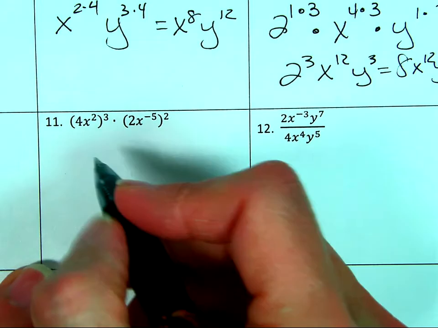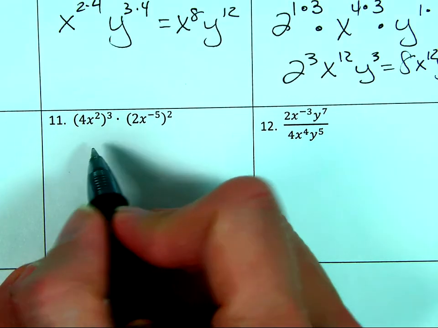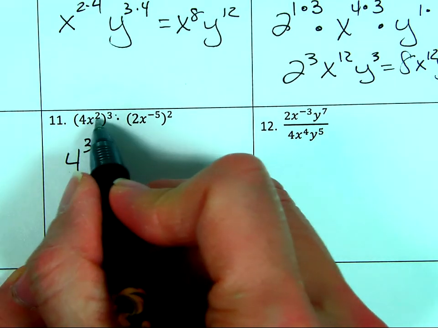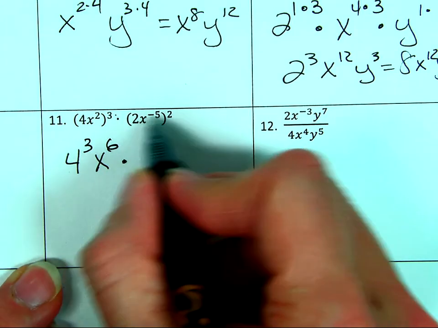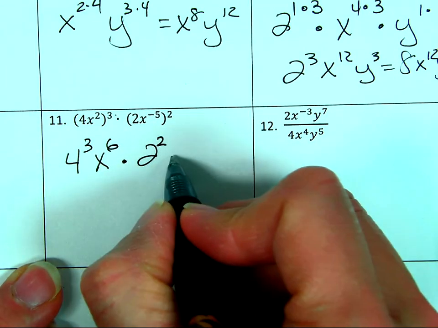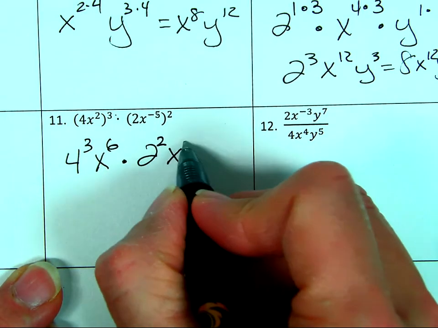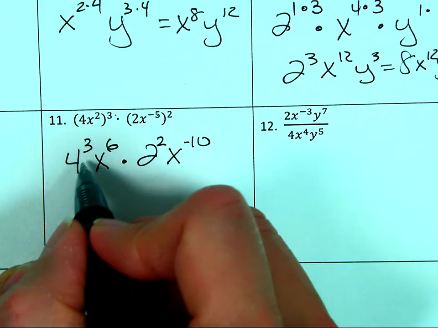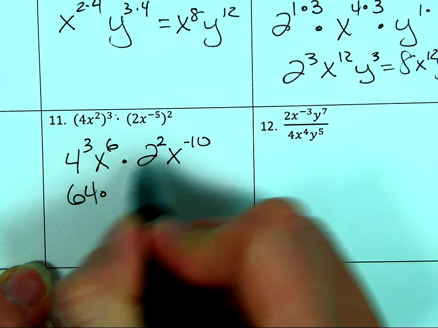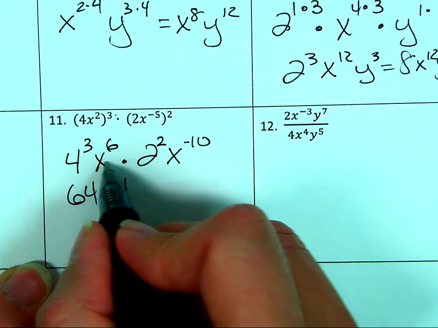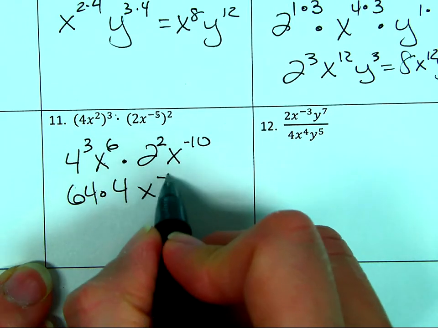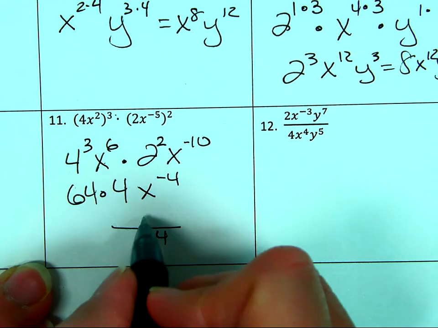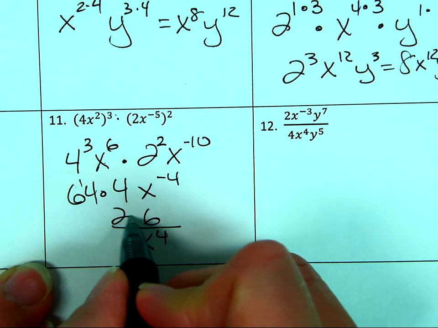So now I'm going to move on to this rule, and I've got to take 4 cubed and then x squared cubed times 2 to the second power and x to the negative 10, and then I can simplify it. 4 cubed is 64, and that's 64 times 4, and then I can combine these. That's x to the negative 4. So the x is going to go on the bottom, and then that's 256 over x to the 4th.